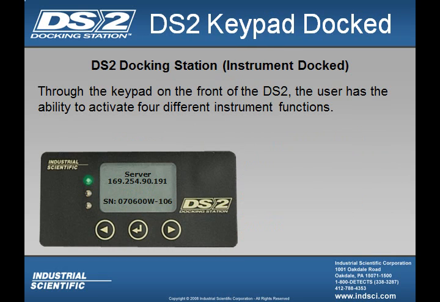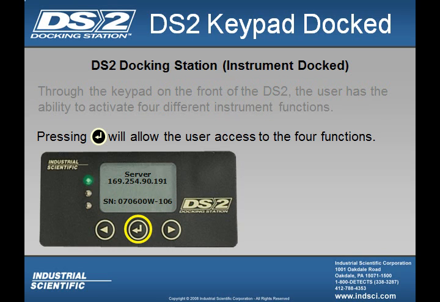Now, through the keypad of your docking station, you can activate any one of those 4 different functions. You remember those 4 functions are scheduled events where the instrument will receive those different functions automatically, but if I wish to force one of those functions on demand, I can do so right through the keypad. And to access that, I simply press the Enter button.